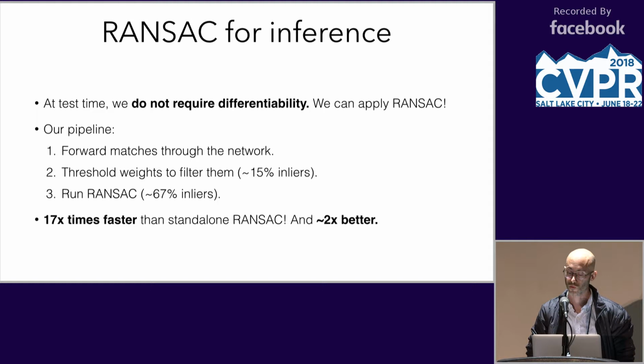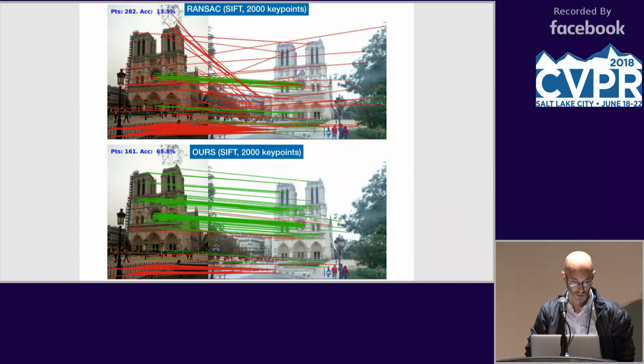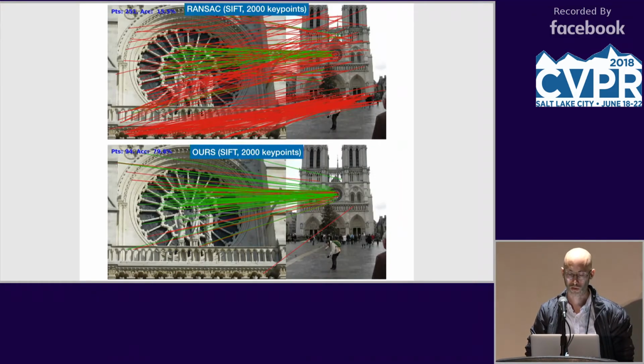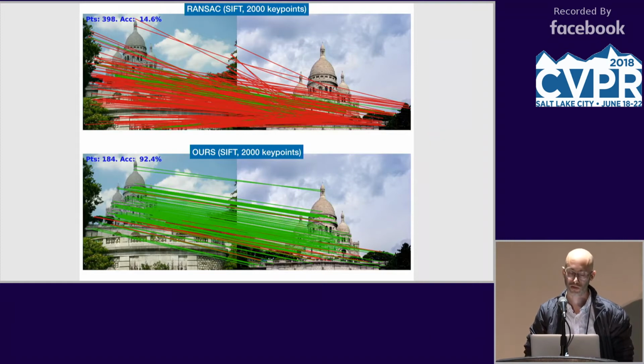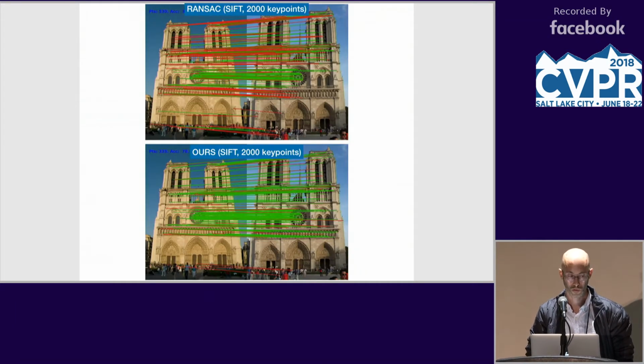So if we use RANSAC on the surviving inliers, it can be run much faster because it's running on a small subset of the data. So in total, the computational cost is very small. It's about 17 times faster than standalone RANSAC on the same data while performing better. So these are some qualitative results. RANSAC is on top, and our approach is at the bottom. We show only the inliers, in green if they are under the error threshold, and in red otherwise.